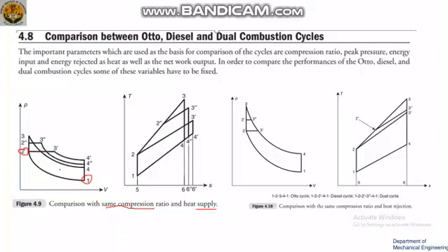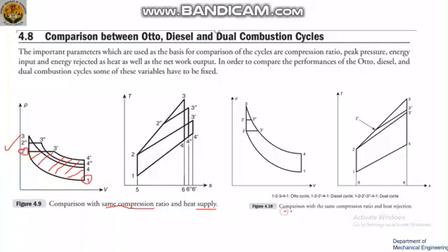So from this PV diagram we can see that the diesel cycle, which is 1 2 3 dash 4 dash 1, has the maximum efficiency because it is having more area enclosed within the curve. So we can say that for the same compression ratio and heat supply, the diesel cycle is more efficient.